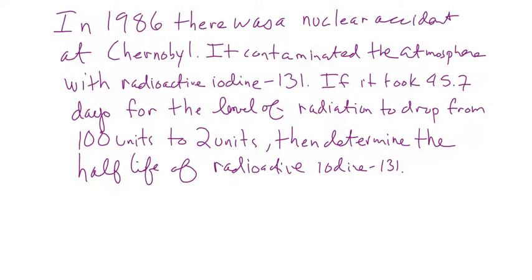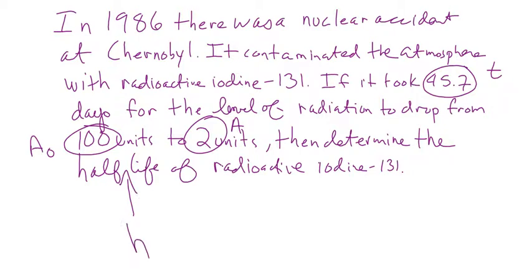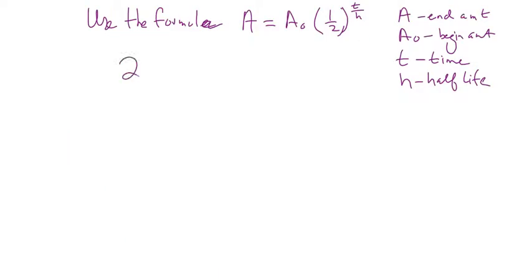So the gist of the question is, it doesn't even matter that it's radioactive or not. Something went from 100 units down to 2 units. It took 45.7 days. What's the half-life? So we just need to know what goes in where. This is T. This is A naught. This is A. And this is H, that's what we have to figure out. So we just need to put those into the formula. We end up with 2 units. We started with 100 units. It took 45.7 days. And there's the thing we have to find. That's H.